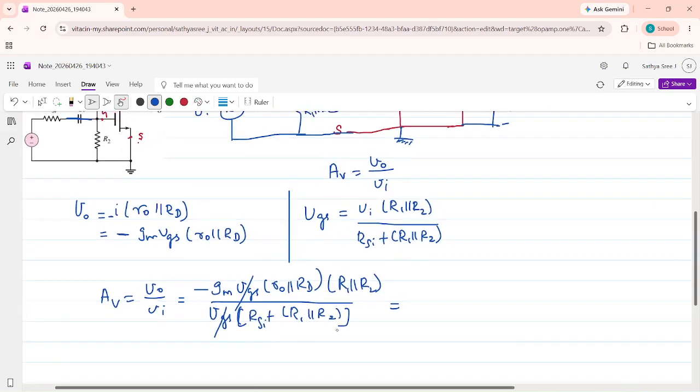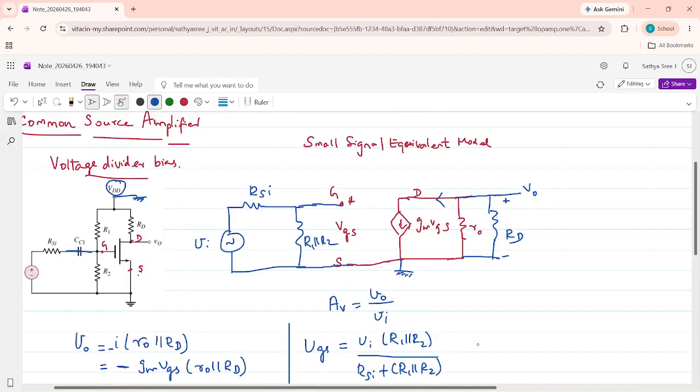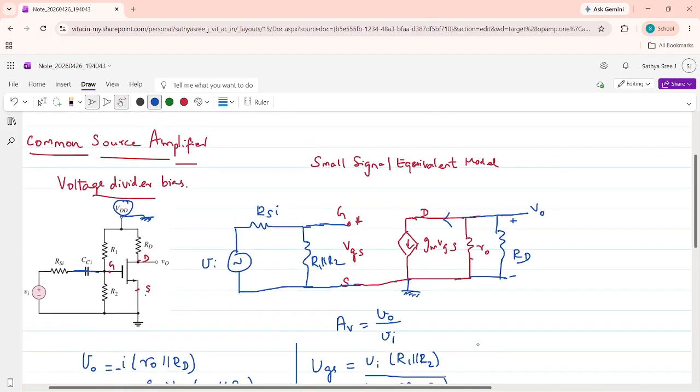So the voltage gain is minus GM R0 parallel RD R1 parallel R2 divided by RSI plus R1 parallel R2. So this is the voltage gain of a common source amplifier. Here in the circuit there is no source resistance.